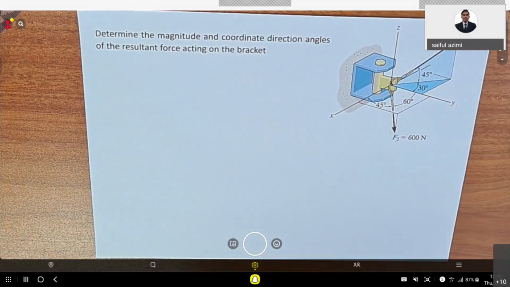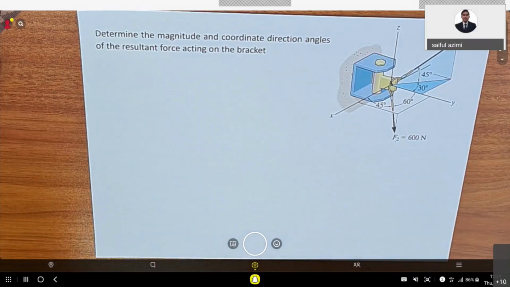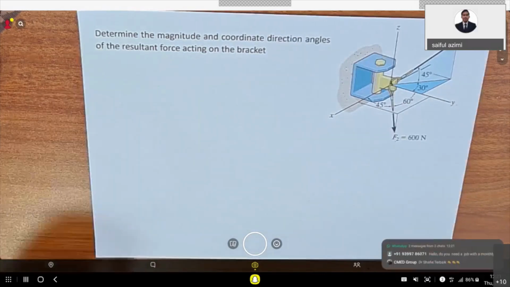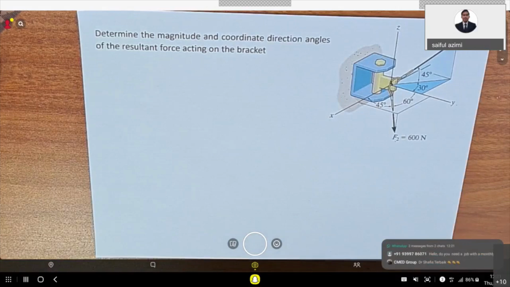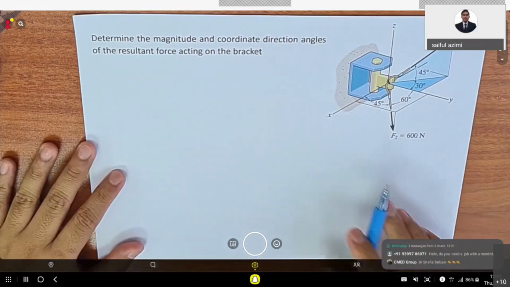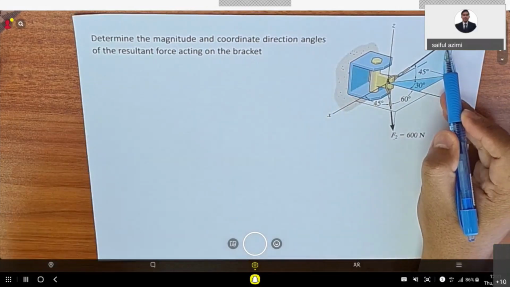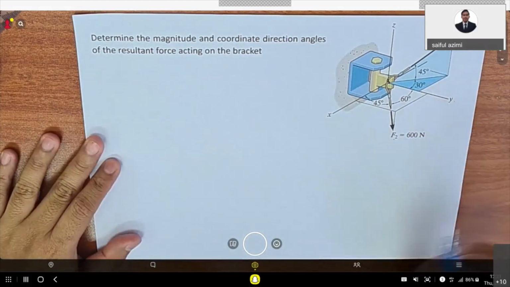Before we sum all of these vectors together, you need to convert them into 3D Cartesian force first. So first we will solve for F1. We have F1 here.